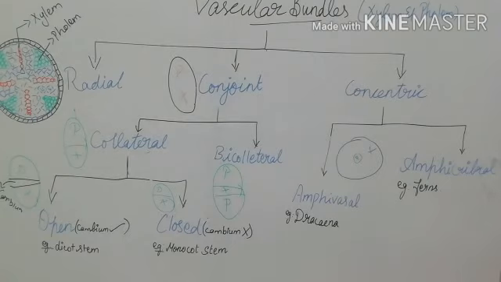And in amphicribral, here the phloem surrounds the xylem. That is, the xylem will be present at the center and the xylem is surrounded by the phloem. That is amphicribral. And the example is ferns. So these are the types of vascular bundles.